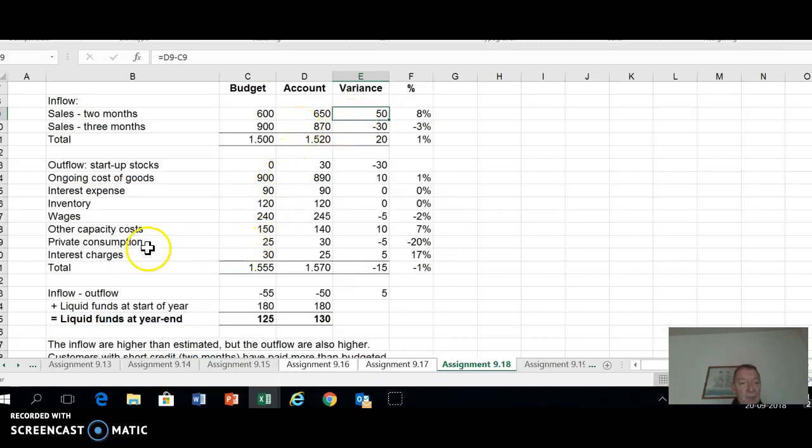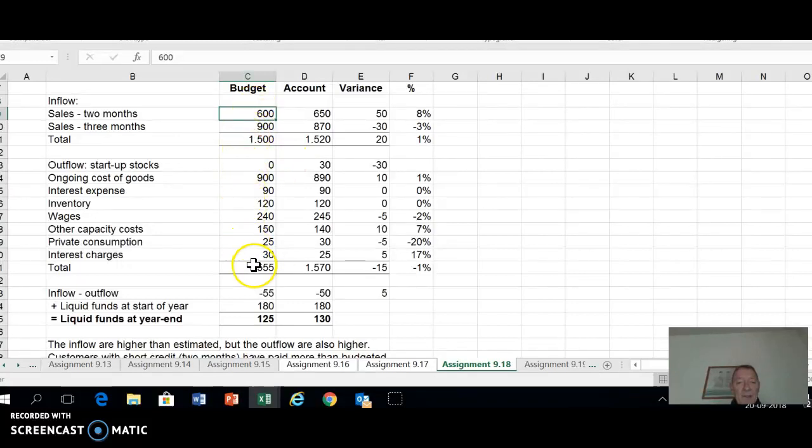Let's take another example in the outflow. Other capacity cost. We expected this to be 150. We ended up with 140. That's a plus because it's good for our liquidity. And here we have the percentage. Here we take the difference and divide by the budget, not the account, but the budget, because that was our basis.